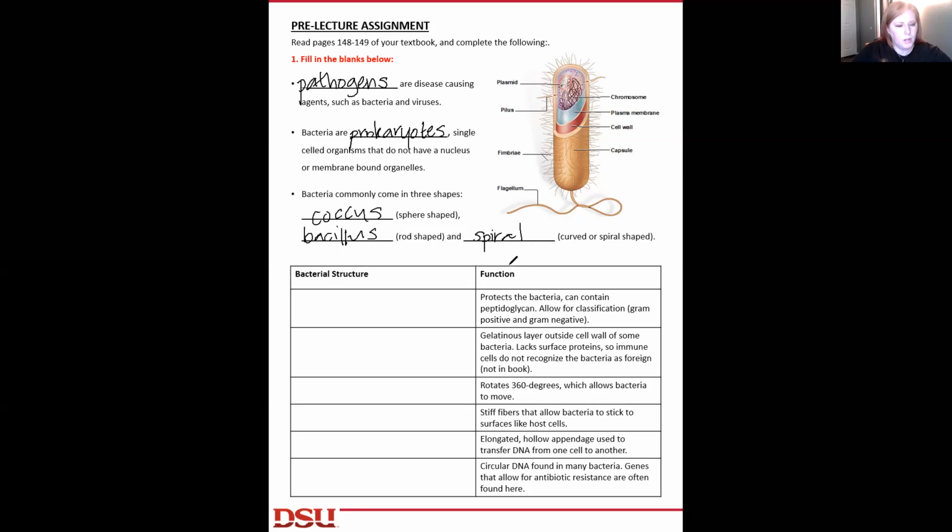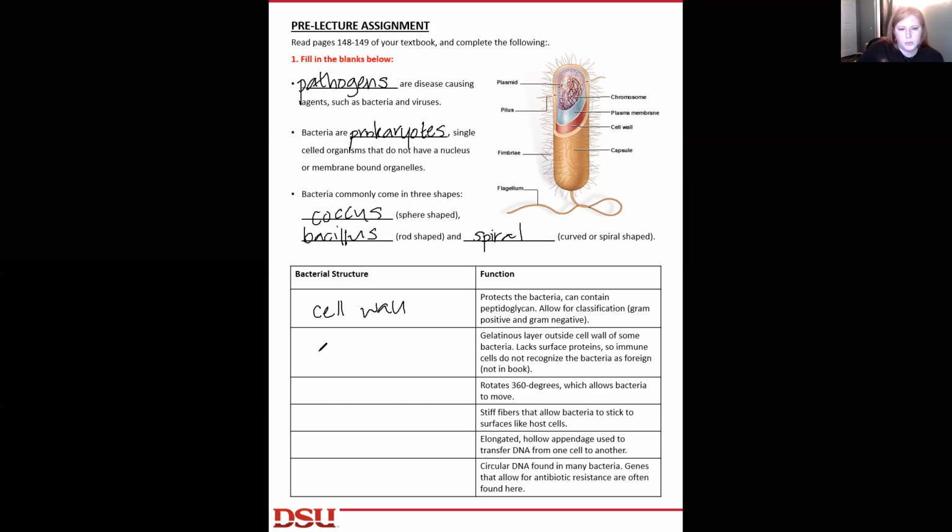Okay. All right, so we need to label these or fill in the structures. So this first one is going to be our cell wall. It protects the bacteria. Contains something called peptidoglycan, and it allows for classification. And those classes are gram-positive and gram-negative, respectively. And they are classified based on basically the thickness of the cell wall.